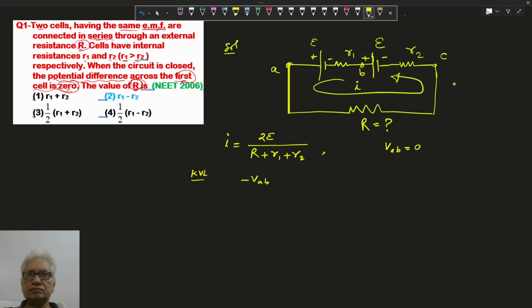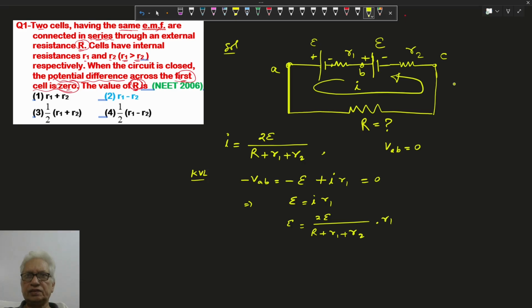VAB equals a drop of E in one direction, and in the opposite direction of current, a rise of I R1. It is given in the question that VAB is 0. So E equals I R1, and I will be 2E upon capital R plus R1 plus R2.